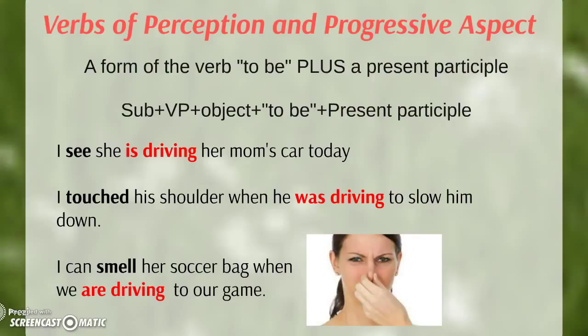The sentence construction should look as follows: subject plus a verb of perception plus an object plus a to be verb plus present participle. Here are a few examples. I see she is driving her mom's car today. I touched his shoulder when he was driving to slow him down. I can smell her soccer bag when we are driving to our game. Please note that the bold and red is the progressive aspect. The actual verb of perception is not part of the progressive aspect. Please pause the video and complete exercise 2 on your worksheet.